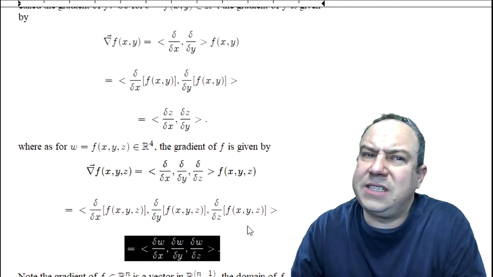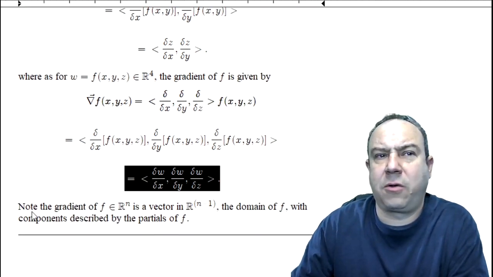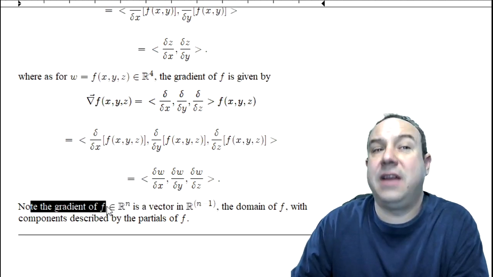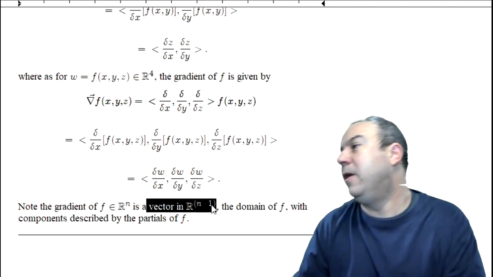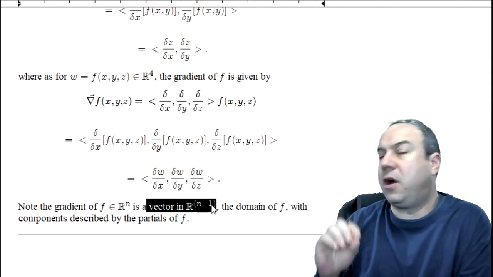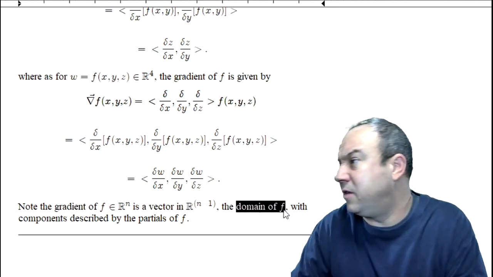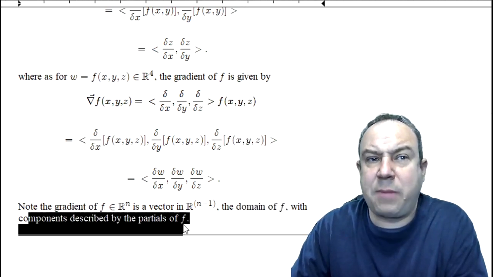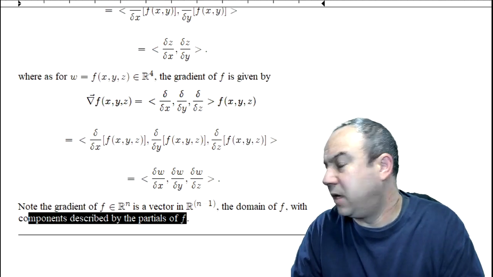The gradient always exists in one dimension less than the function. Note the gradient of f contained in r sub n is a vector in r sub n minus 1. What it actually exists in is what's called the domain of the function. All right, it does exist down there in that domain of f, with components described by the partials of f. Right, in the end.